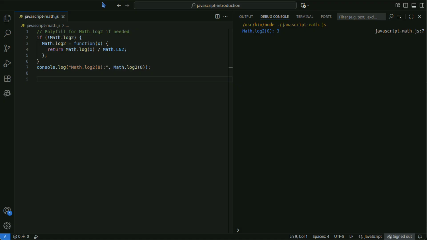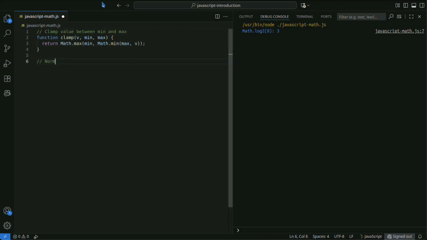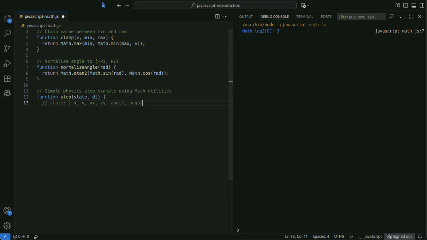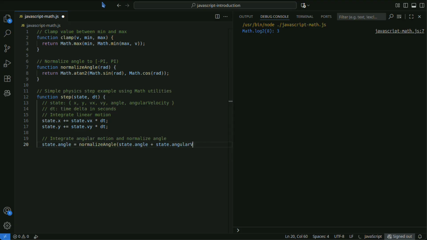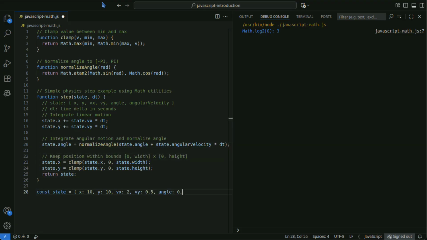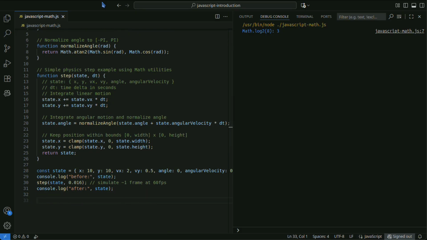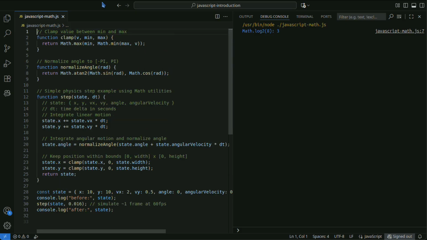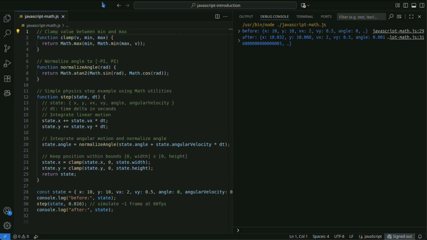Finally, here is a practical example combining several Math functions. This is a very simple example for updating position, velocity, and angle control. It's a highly simplified model of a physics engine. By combining Math helpers like this, simulation and animation logic can be made more concise.